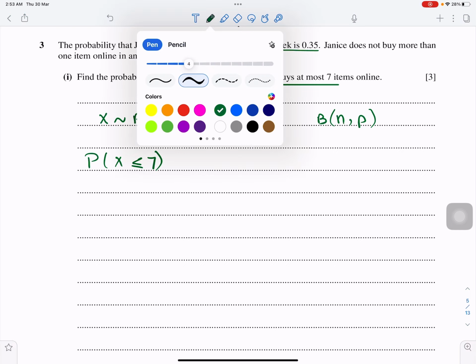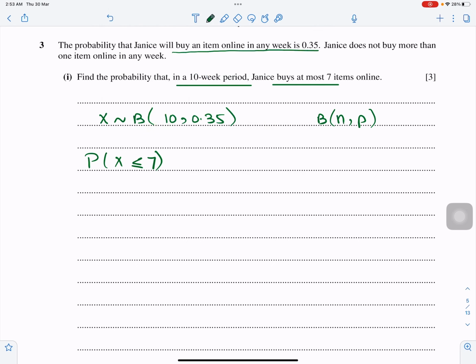Now in the MF19 formula booklet, you will be given the formula for binomial. So you just need to see from there. Now X less than or equal to 7 means you have to calculate the probability for 0, 1, 2, 3, 4, 5, 6, 7, which is long. So the other way around is that you do 1 minus the probability of X greater than 7, which means you have to calculate the probability only for X equals 8, 9 and 10.